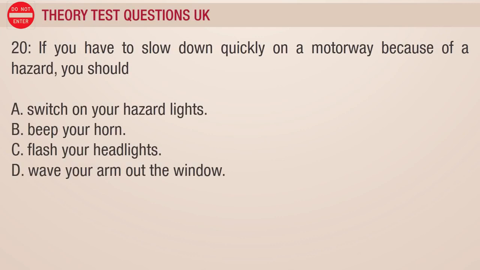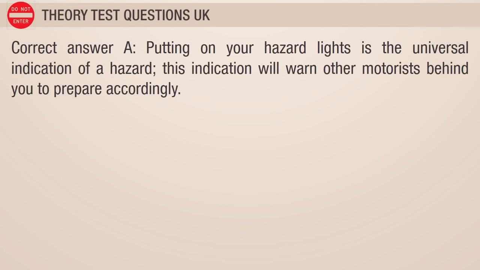Question 20. If you have to slow down quickly on a motorway because of a hazard, you should A. Switch on your hazard lights. B. Beep your horn. C. Flash your headlights. D. Wave your arm out the window. Correct answer A. Putting on your hazard lights is the universal indication of a hazard. This indication will warn other motorists behind you to prepare accordingly.